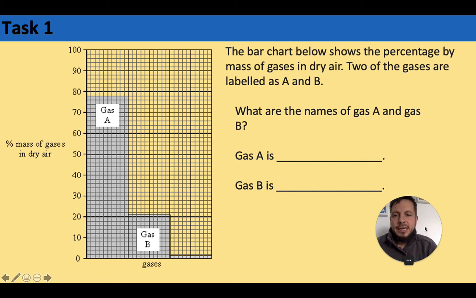Okay, so gas A is 78%. If you look at the bar chart, gas A is going to be nitrogen. Gas B comes up to about 21%, so gas B is oxygen.